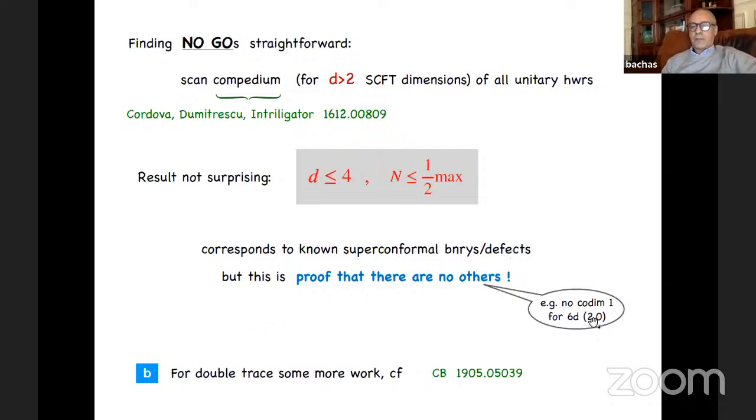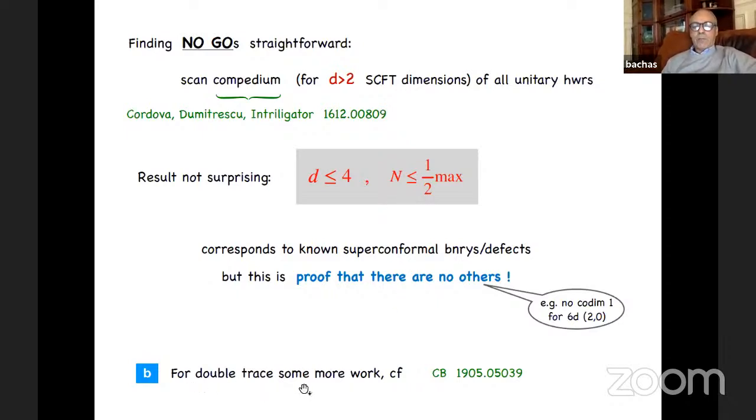So for instance, there are no codimension 1 CFTs of 6-dimensional (2,0). This is simply not allowed by representation theory. So it's not surprising, but it's still nice to see that what we expect is in a sense proven by this very simple argument. All the known superconformal defects that we know fit into this classification.